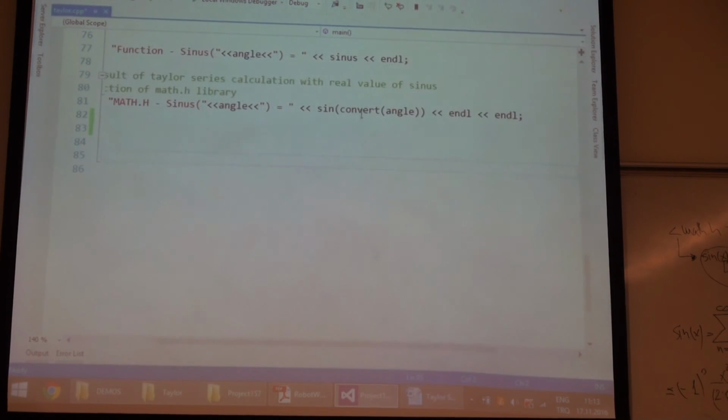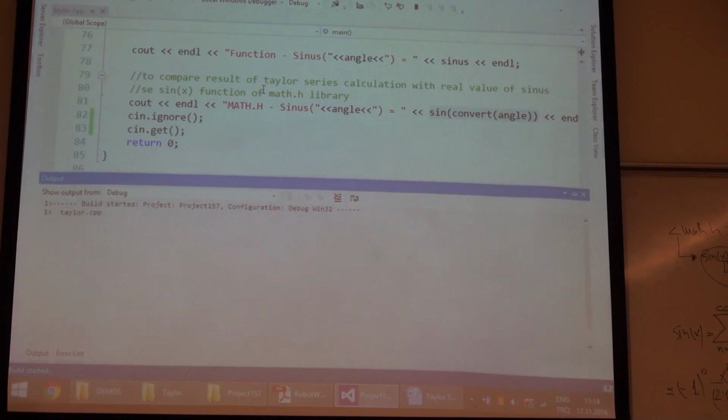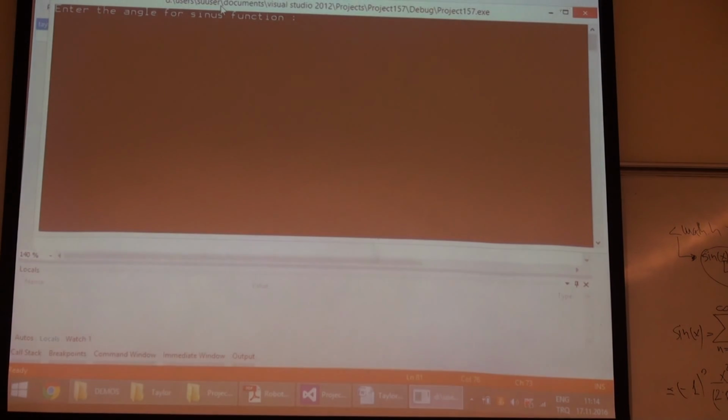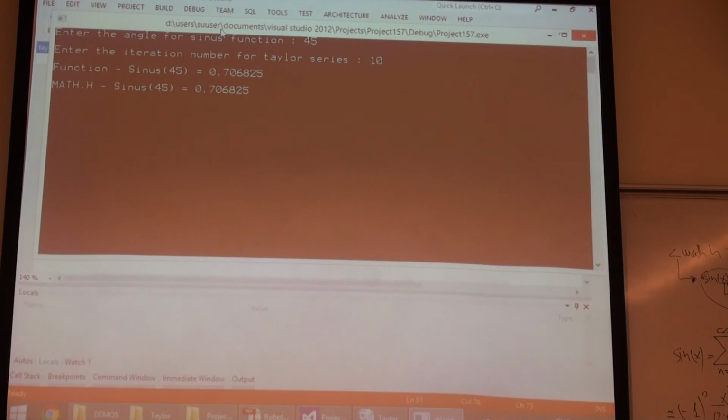First, remember, the angle is given in degrees, so we convert it to radians, and then we find the sine. Okay, and we print it. Let's run it again and see. Let's say 45 degrees with 3 iterations. It's not exactly, but pretty much the same. If I give 45 and 10 iterations, the first 10 terms of the Taylor series, the result is pretty much the same.